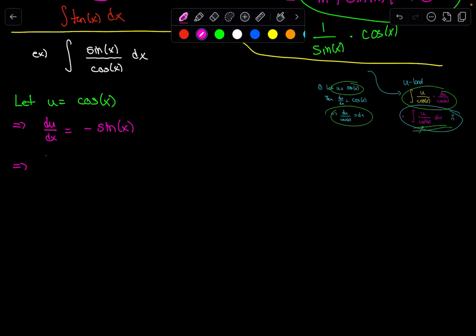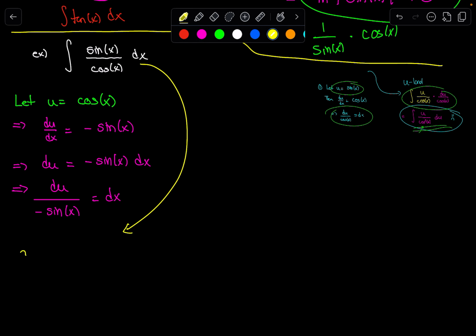And we're going to very carefully rearrange things. So du is equal to negative sine of x dx. And that's going to give us that du divided by negative sine of x is equal to dx. But thankfully, now when I decide to go to u land, I'll have the integral of sine of x divided by my u, and then the fact that our dx is now going to be du divided by negative sine of x. And now the cancellation that we want to happen is going to happen.